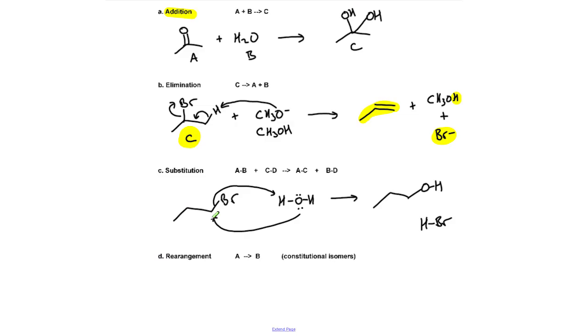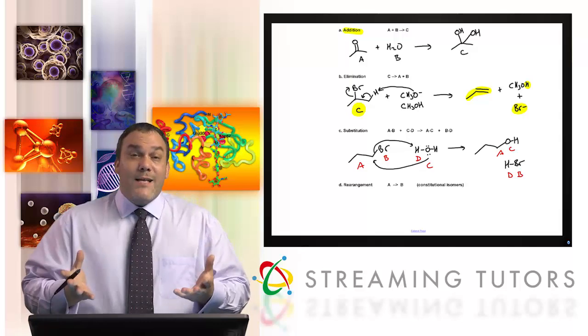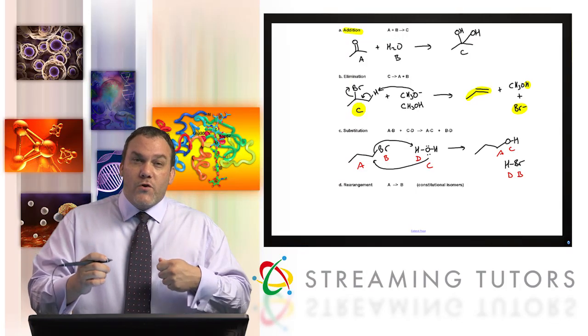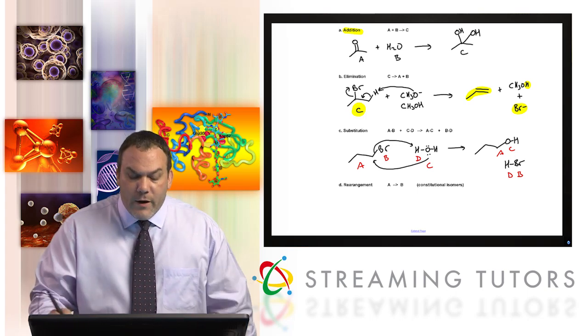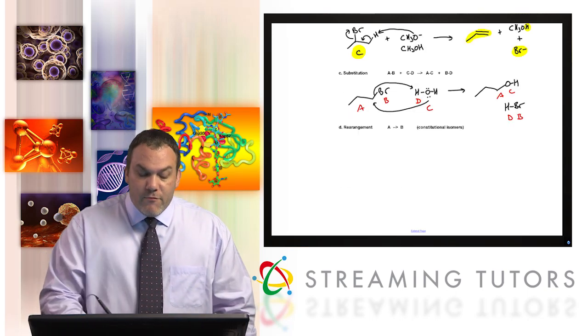So for example, if this is A and this is B for the first molecule, and this is C, oxygen, and this is D, then now we have a connection between A and C, and a connection between D and B. See how we swap pieces? That's what it's meant to be, a substitution. You're substituting pieces of each molecule with each other. That's it. Okay, the final type is known as rearrangement.